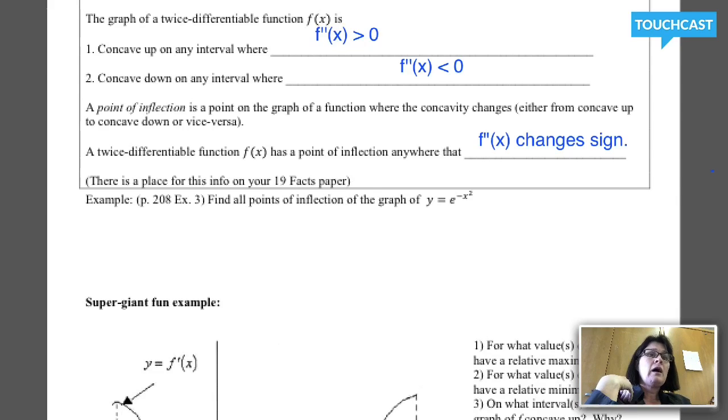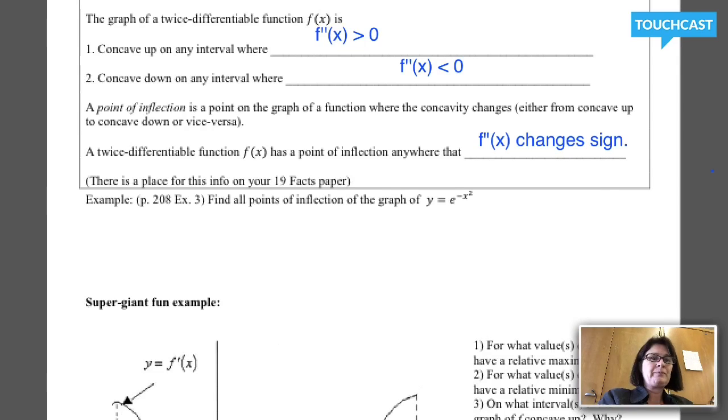So there are at least two places on your 19 facts paper that are about concavity. One about where a function is concave up or concave down, and another about where a point of inflection occurs. Make 100% certain that you fill them in.